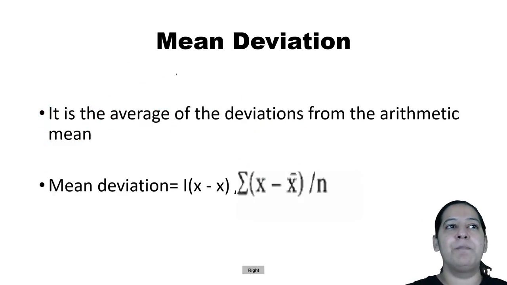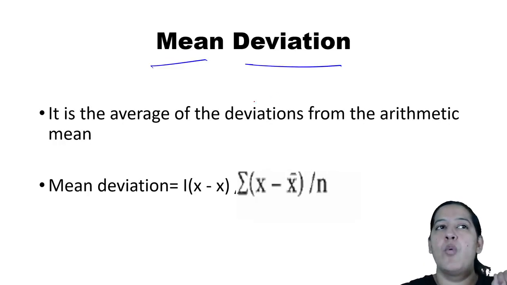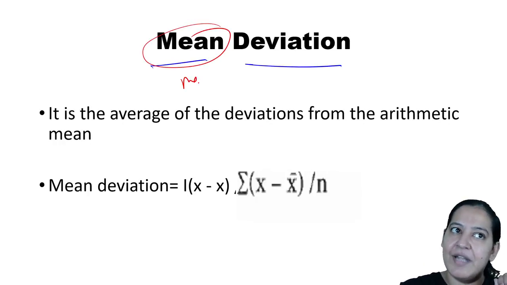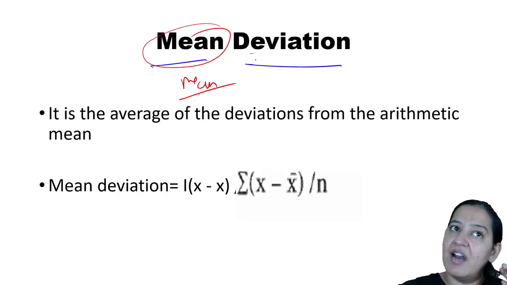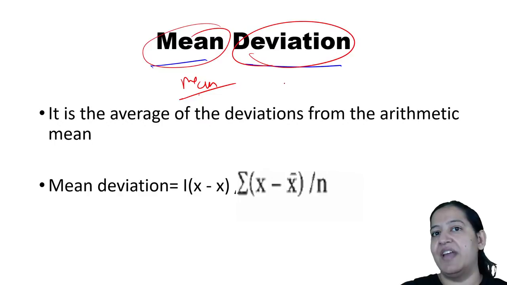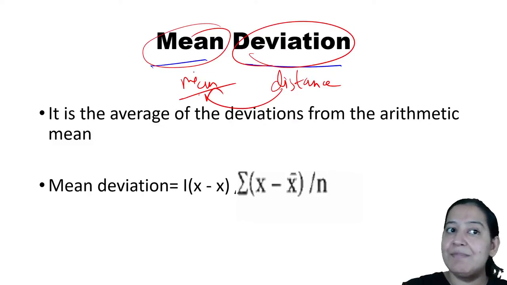Let me tell you what is mean deviation. As the name indicates, its meaning is hidden in its name. Mean. So first calculate the mean. Mean is the central tendency. So how much is it deviated from the mean? How far is it from the mean? Deviation means distance. How much distance it is from the mean. So that is mean deviation.